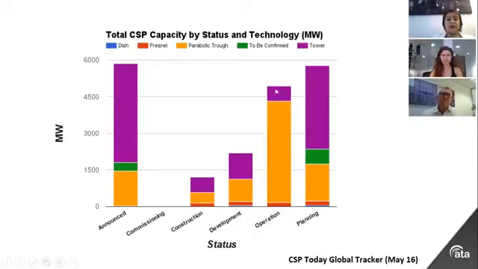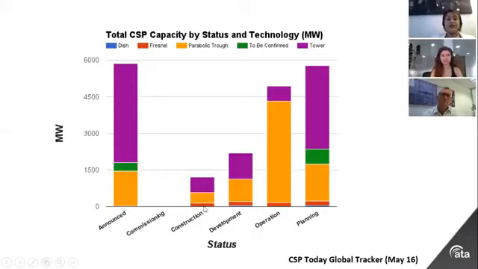A little bit of this is tower, but really not that much, and a little bit of this is Fresnel. You will notice that it hasn't really changed that much over time. So in operation, clearly parabolic trough is the winner. What happens in the next level, here in construction? You can see that tower takes up a lot of that capacity, nearly 50-50 with that of parabolic trough.